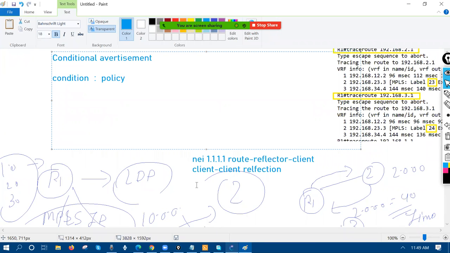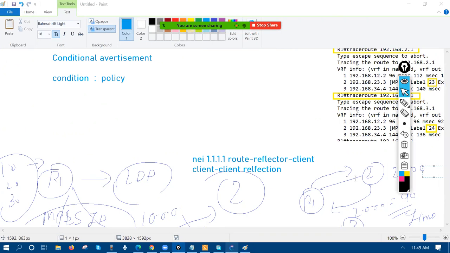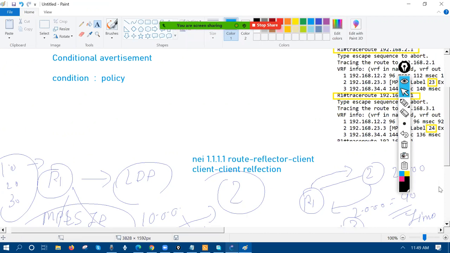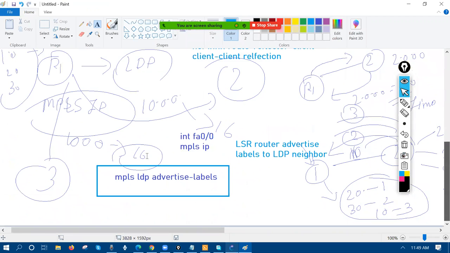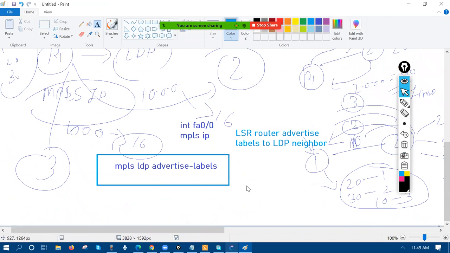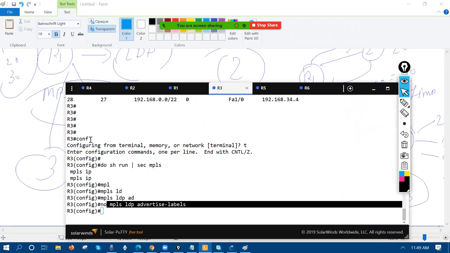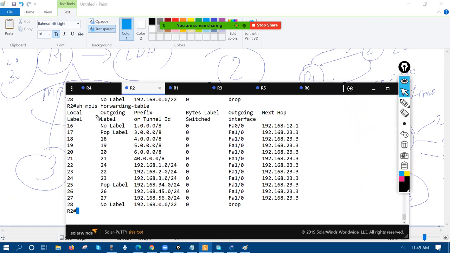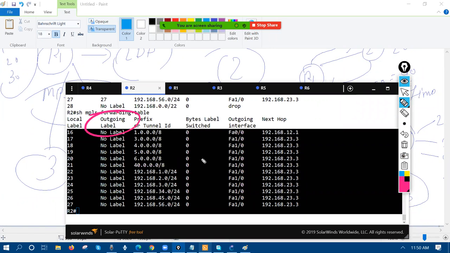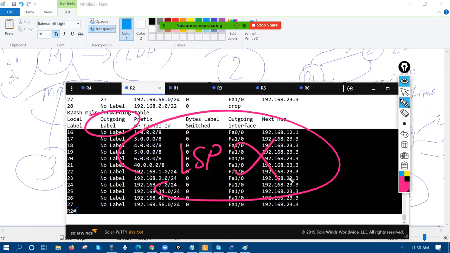So right now, what happened? The router is advertising the labels to every neighbor by using this command, right? What happened after disabling this? Now, if you go on R2 and see the outgoing label, do we have a label? Now the LSP will break. The LSP will break, right?